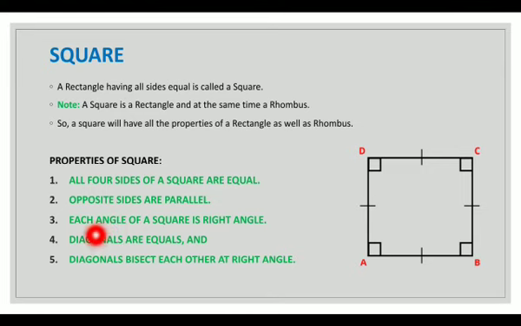The fourth property, diagonals are equal. Diagonals of a square are equal. AC is a diagonal and BD is a diagonal, so they are equal. And the fifth property, diagonals bisect each other at right angle. So students, please learn these properties.